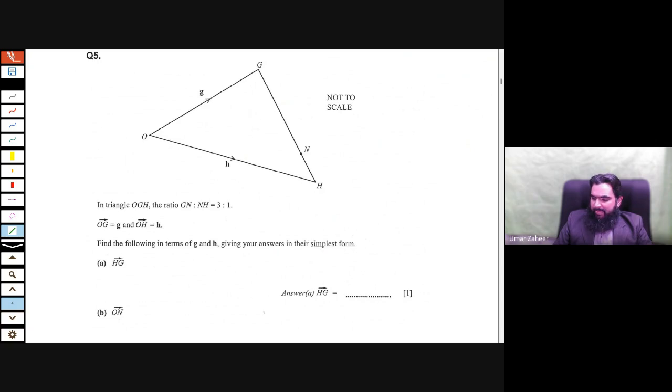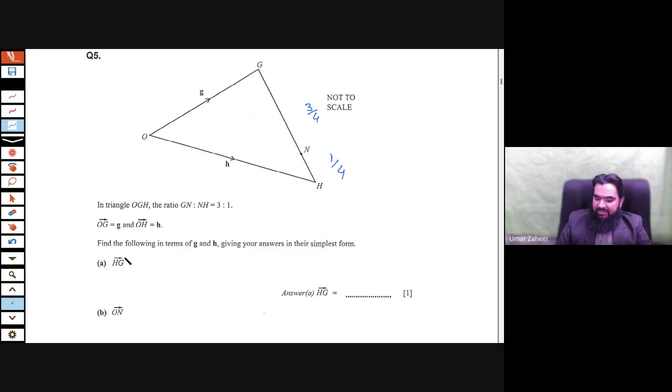Okay, now we have question number 5. He says that in the diagram OGH, the ratio GN to NH is 3 to 1. So G to N is 3 parts, and N to H is 1 part. So the whole G to H is divided into 4 parts: 3 parts out of 4 and 1 part out of 4. He says that OG is equal to g and OH is equal to h. Find the following in terms of g and h, giving your answer in its simplest form.